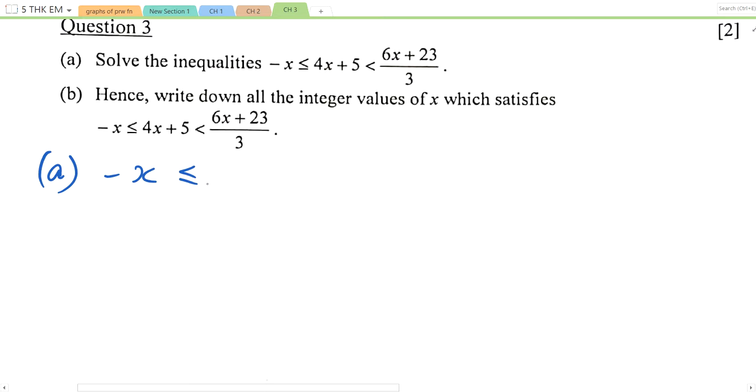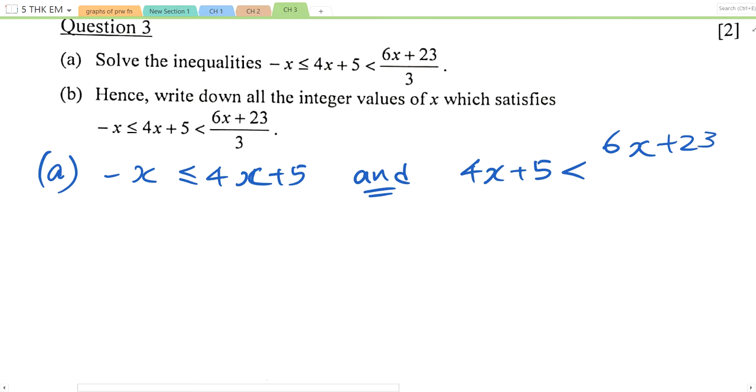Negative x less than or equal to 4x plus 5, and 4x plus 5 less than (6x plus 23) over 3. So on the left hand side, very quickly I will get negative 5x less than or equal to 5. X greater than or equal to negative 1. Am I right?